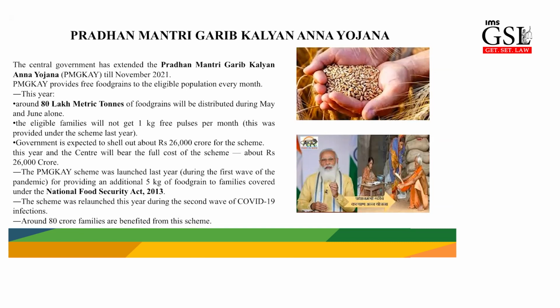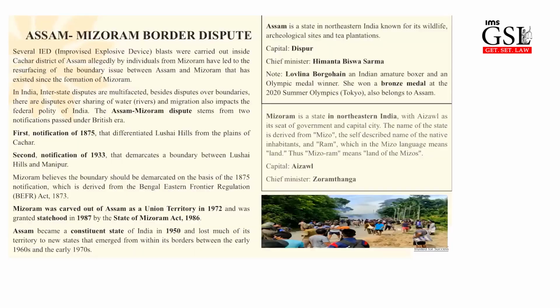Okay. So two yojanas. One is PM-GKAY, Pradhan Mantri Garib Kalyan Yojana. The other one is PM-KISAN Yojana. Okay. Next up, Assam-Mizoram border dispute. So this again has been in limelight.